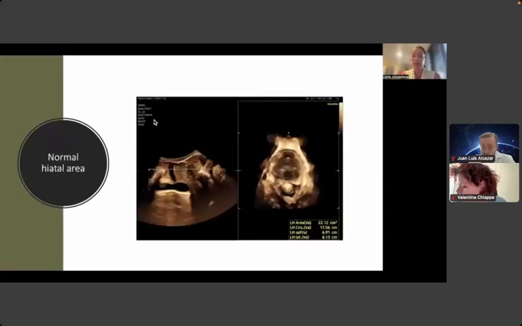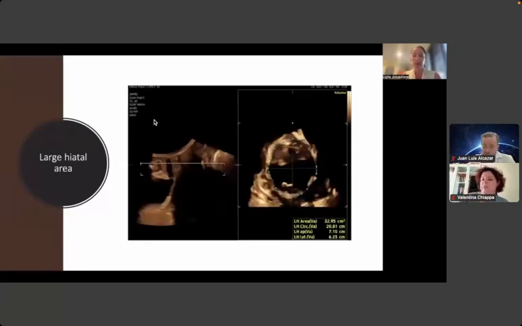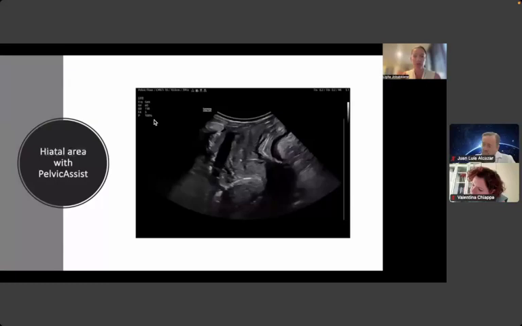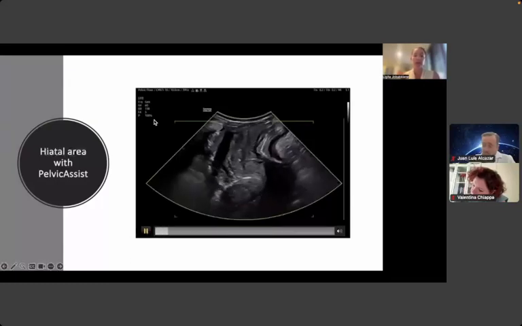And here again, we see a patient with normal hiatal area, which is measured with the automated pelvic assist system. And here we see a patient with a large hiatal area, which is also measured with the help of the system. And we can see that again, manual post-processing is possible. Here I'm going to show you one more patient with the hiatal area measurement using pelvic assist.